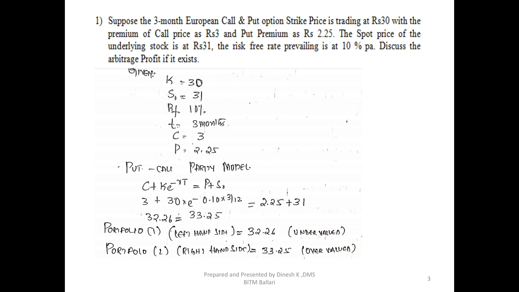So here I can easily make out that the right hand side portfolio, 33.25, is overvalued, which is higher than 32.26. So portfolio 2, on my right hand side, is overvalued, and portfolio 1 on my left hand side is undervalued. So what should I do here is, the undervalued portfolio on my left hand side, I should take a long. It includes only a call option, so I take a long on a call. On my right hand side portfolio, portfolio 2, that is overvalued, I need to take a short. So here I need to take two actions: one is short on a put, and one is a short sale on equity.